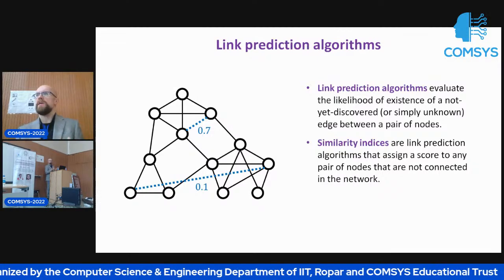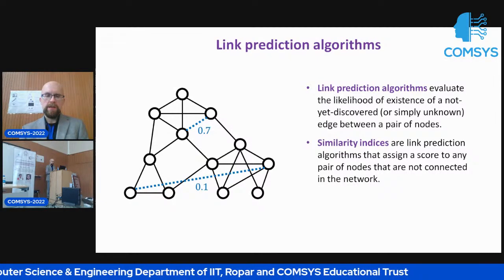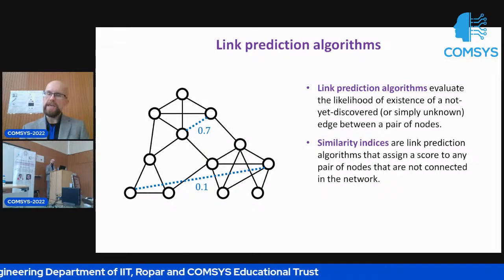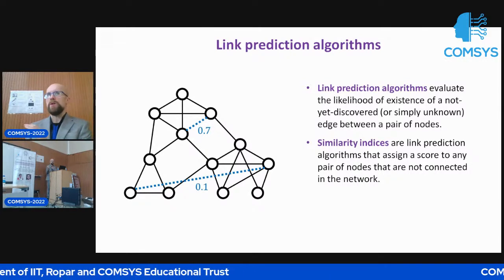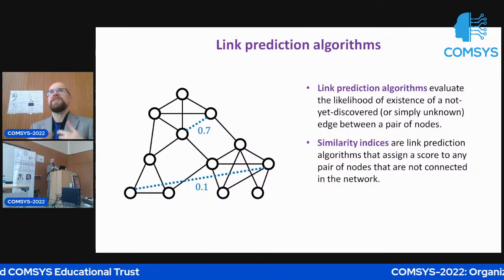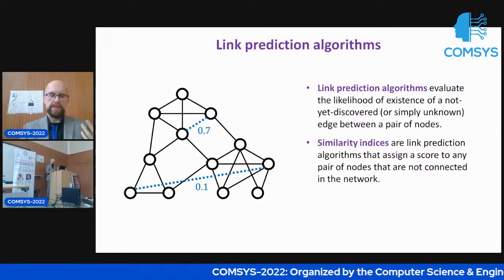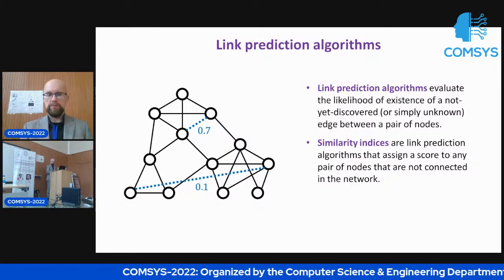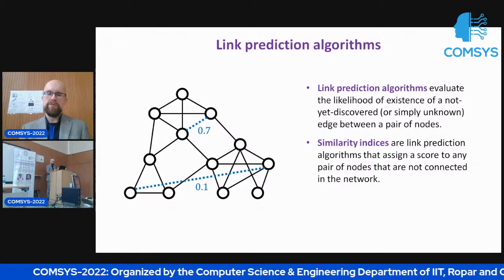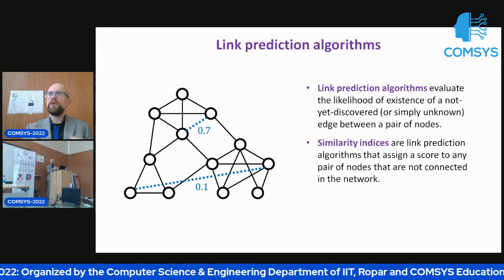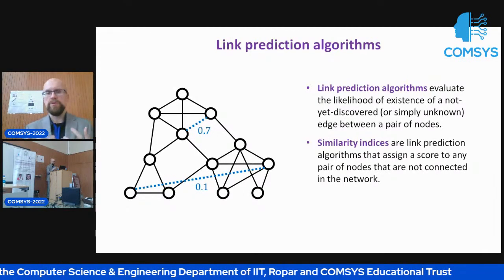And this probability can be interpreted in two different ways. First of all, maybe there is a connection between them, but we just don't see it, right? Maybe they just did not disclose this particular connection to the outside world. And another way of interpreting this is that maybe there is no connection there, but maybe there will be a connection in the future. Maybe it will be a future match.